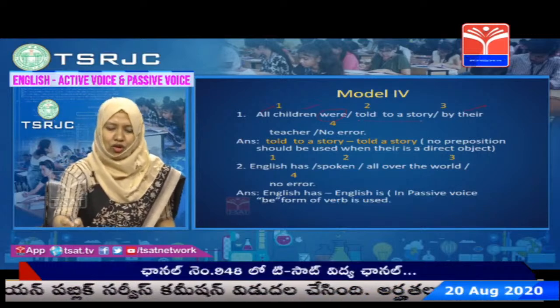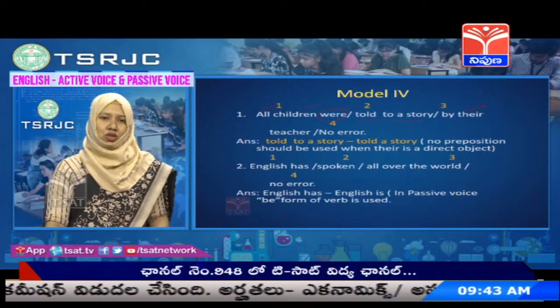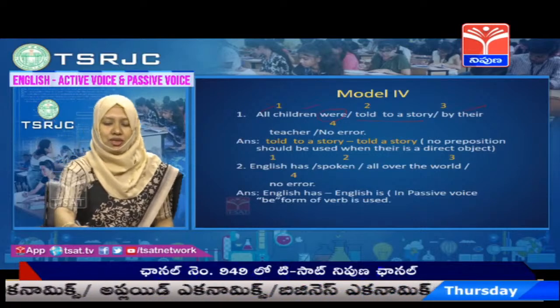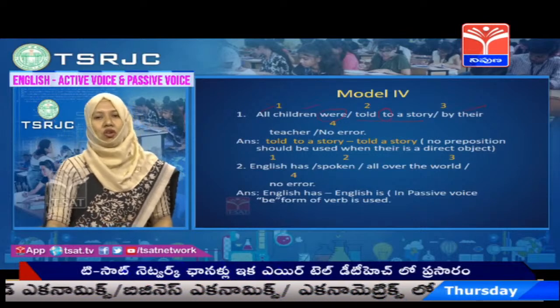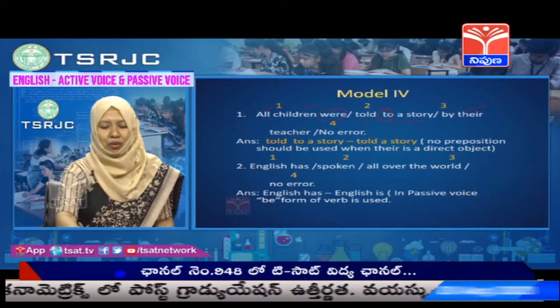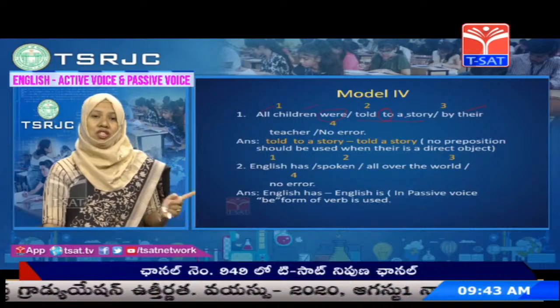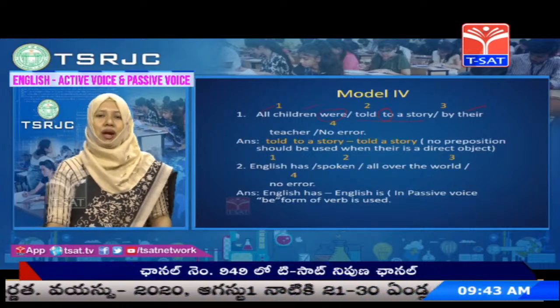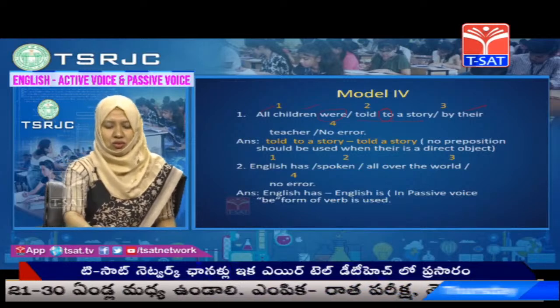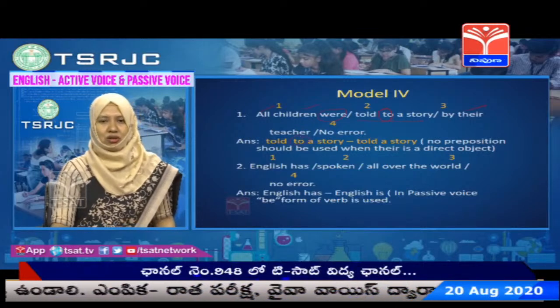But if you look at the second option, told to a story, all children were told to a story, there is a mistake here. Mistake of usage of preposition. You don't use a preposition here. There is no need of preposition to here. All children were told a story by their teacher. That is the correct option. So to is extra here, preposition.